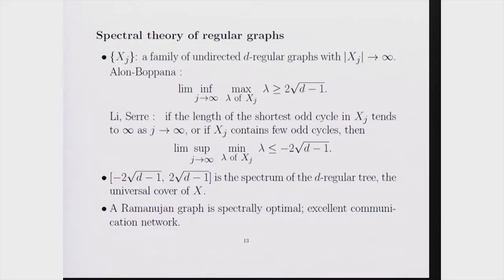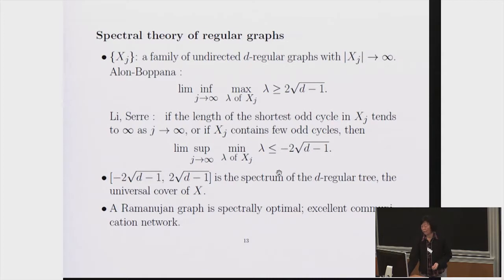Now, there's another way to describe the Ramanujan graphs. That's from the spectral theory of the graphs. Okay. So this is a well-known, very famous theorem by Lubotzky-Phillips-Sarnak, which says that if we take a family of d-regular graphs, undirected, say, and I look at the largest non-trivial eigenvalue, which is, say, lambda 2, and I look at the lim inf as the size goes to infinity, they show that this lim inf is at least twice root d minus 1.